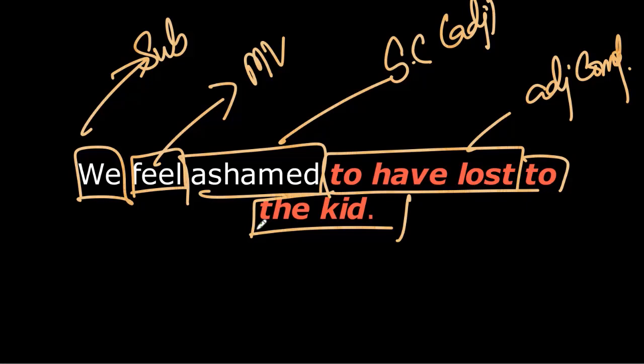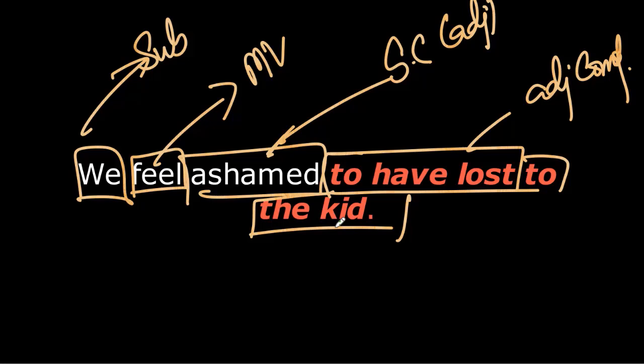Okay. Now, we feel in a certain way, we are in the state of existence, which is ashamed, because of something that we did in the past. We lost to a kid, to a certain kid, and we are ashamed. We are in a particular state of being in the present because of something that happened in the past. We feel ashamed, or we are ashamed to have lost to the kid, to have bullied the kid.